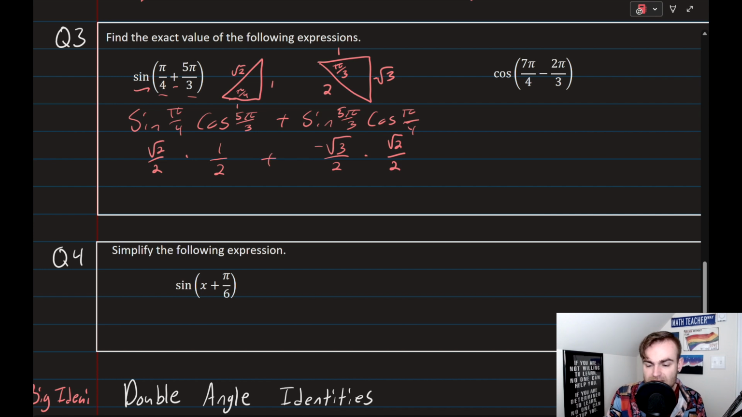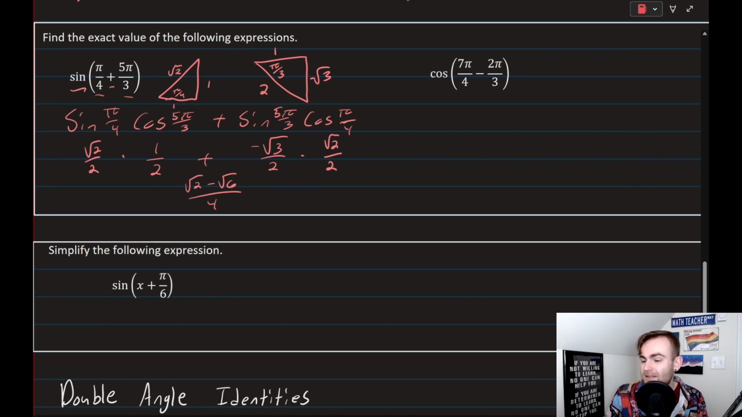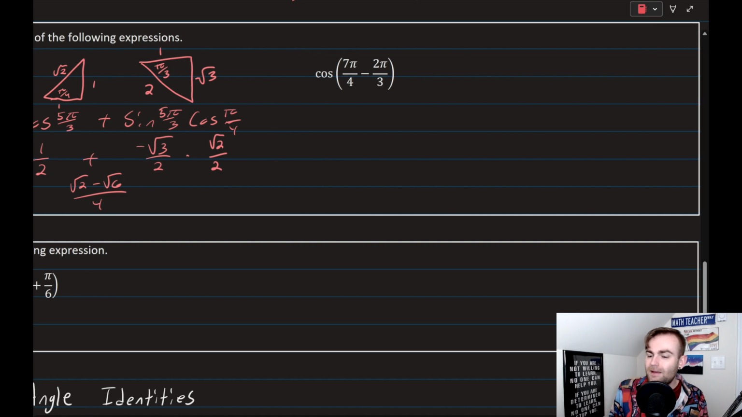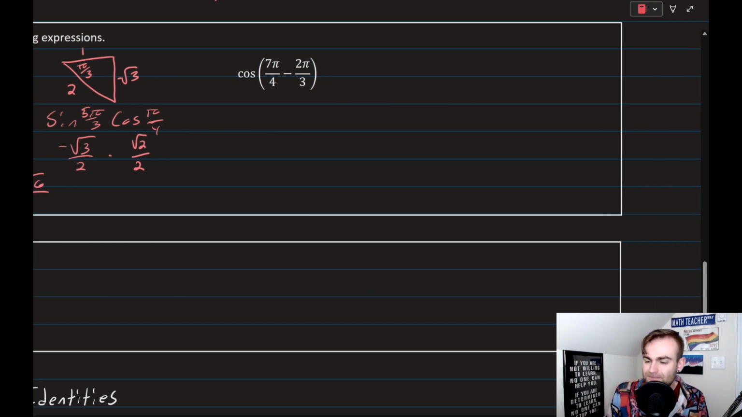Times plus. So we get the square root of 2 minus the square root of 6, all over 2 times 2, which is 4. Not that bad. For a lot of these, especially the ones that are like a pi over 3 and a pi over 4, or a pi over 6 and a pi over 4, you're pretty much going to have root 2 and root 6 over 4 in some combination. Just fair warning.